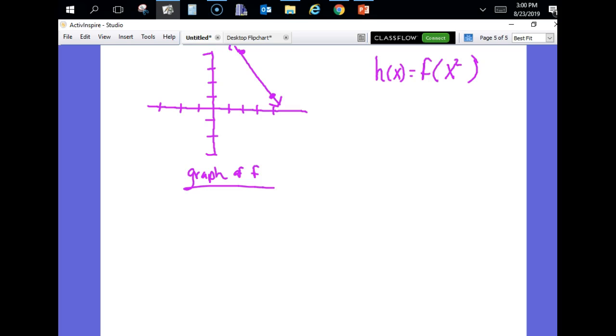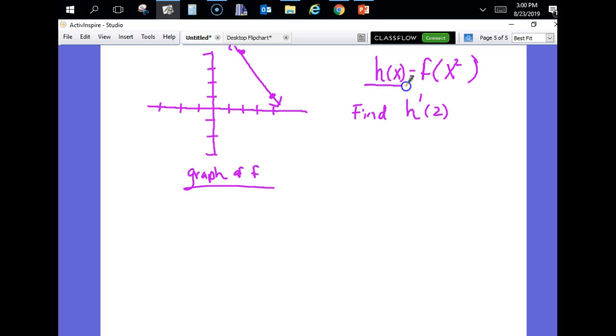So we have a graph here of f, and they're telling us about a function. This is just an example, by the way, to help you do your problem. So I'm giving you a graph of f, and then I'm telling you of another function over here, which is h, and h is f of x squared. Now, if I were to ask you guys to find h prime of 2, how would you do that?